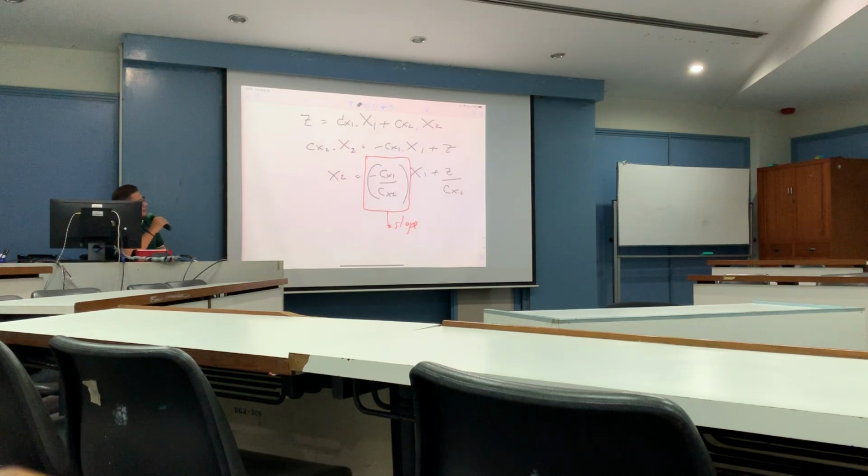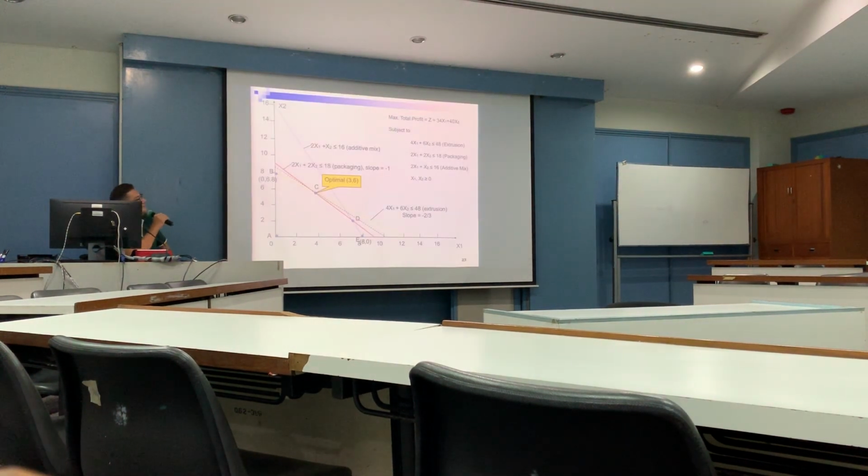So, back to the example. This is the general form of the slope for the isoprofit line. So if I go back to this one, what happened? We know that if you want the optimal solution to occur at point C, or x1 = 3, x2 = 6, the slope of the isoprofit line needs to stay between the slope of packaging and the slope of extrusion. The slope of the packaging constraint is minus 1. The slope of extrusion is minus 2 over 3.